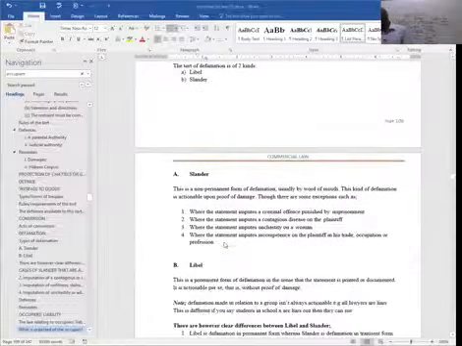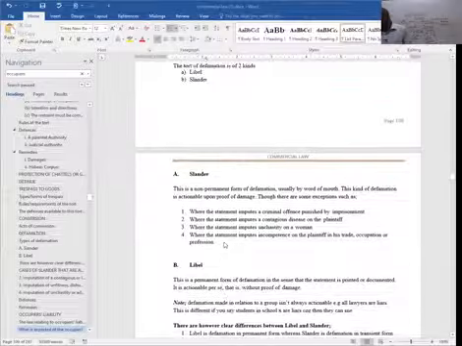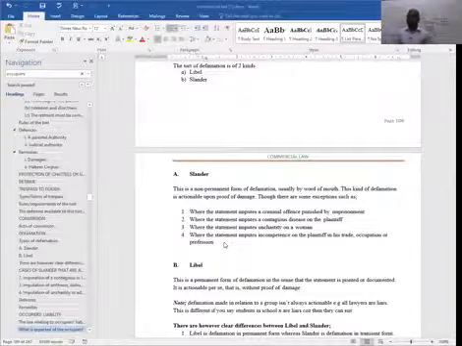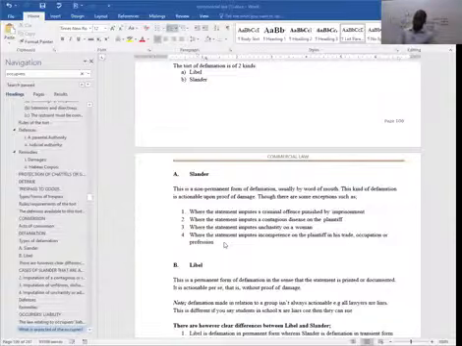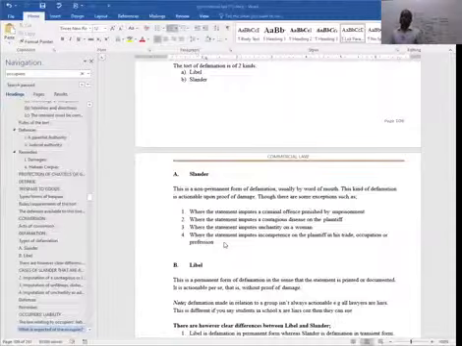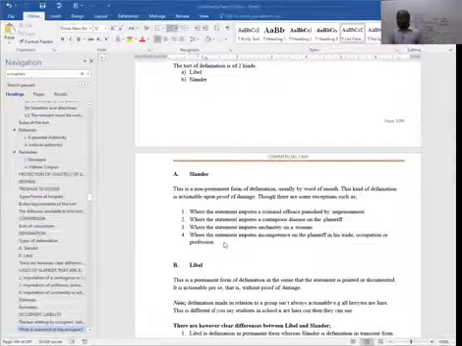Then libel. This is a permanent form of defamation in the sense that the statement is printed or documented. It is actionable the way it appears. There's no need to prove there are damages. What they mean by per se is just actionable the way it appears. So there's no need to prove there is damage here. But under slander, you have to prove there was damage caused to the plaintiff before the action can be heard or brought before the court of law.